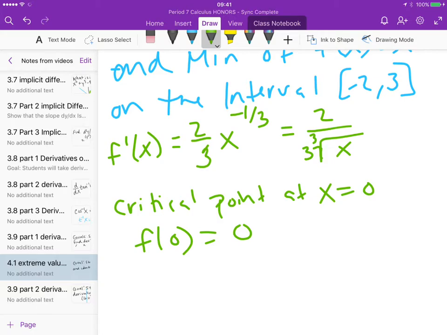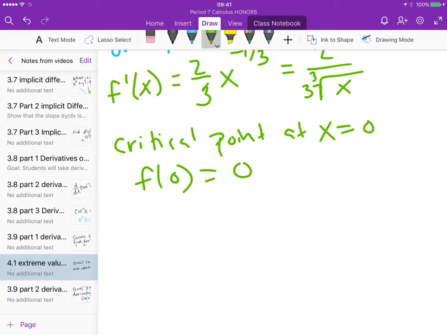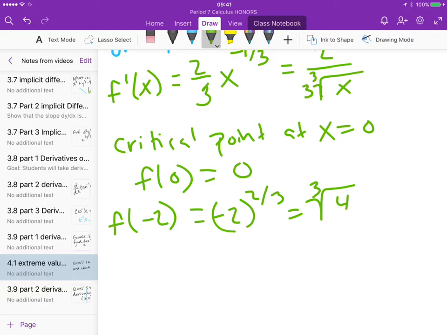Now we have to check exactly where the endpoints are and what the values at those endpoints are. Because this only goes from -2 to 3, we know those are going to be our endpoints. The value at the first endpoint, -2, is -2 to the 2/3 power, which is the same thing as the cube root of 4. And then f of 3, the other endpoint, is 3 to the 2/3 power, or the cube root of 9 in this particular function.